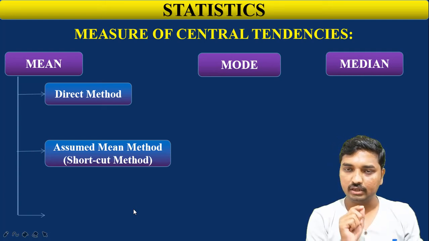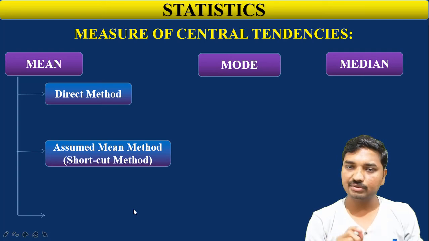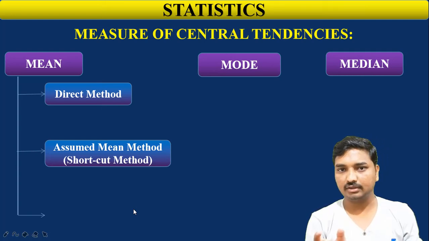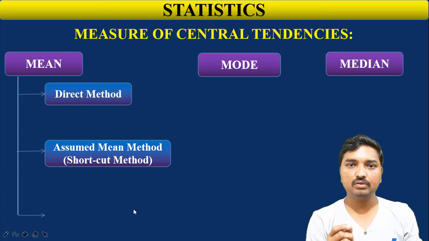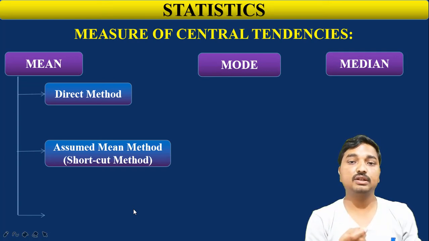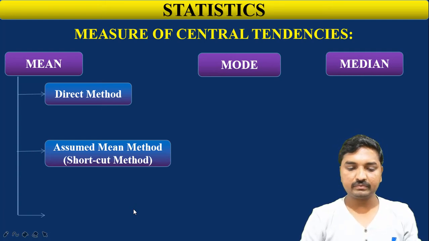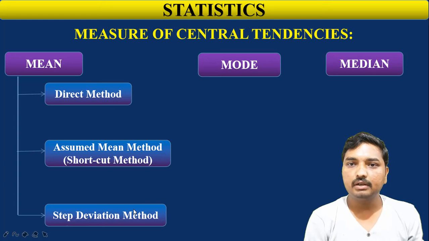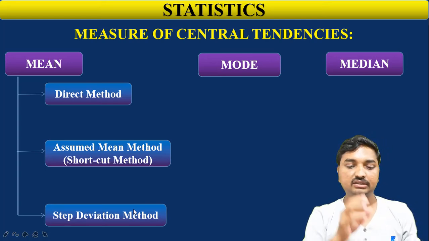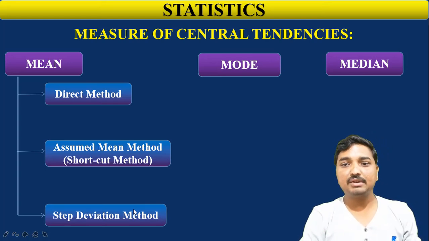In that textbook, they use the words assumed mean method, but in some textbooks they give this one as the shortcut method. If you refer to R.S. Aggarwal's textbook, instead of assumed mean method, sometimes the author uses shortcut method. So remember this word also. The third one is the step deviation method. These are the three methods to measure the mean.